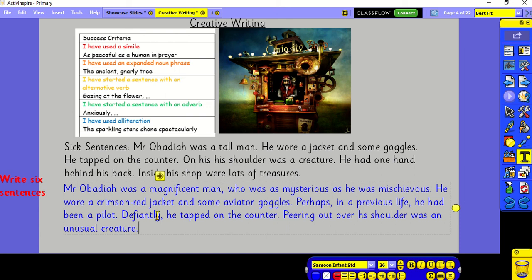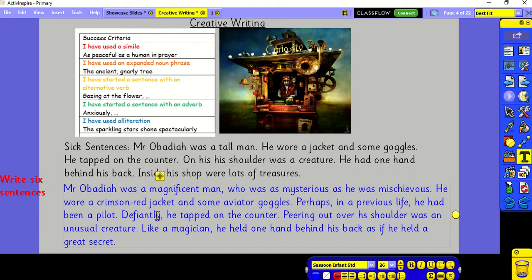Next sentence. He had one hand behind his back. I'm going to start this sentence with a simile now. Like a magician, comma, he held one hand behind his back as if he held a great secret. Full stop.